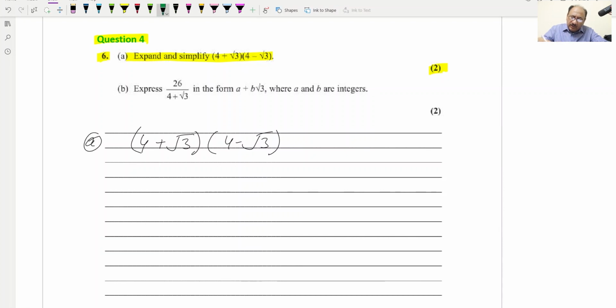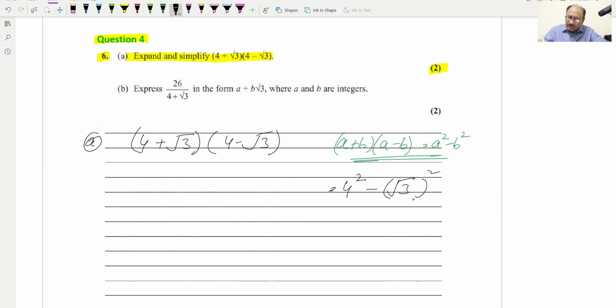We can apply the formula a plus b into a minus b is equal to a square minus b square. In this one, a is 4 and b is root 3. So we can apply this formula directly, or you can multiply. If we apply the formula, we will get 4 squared minus root 3 squared.